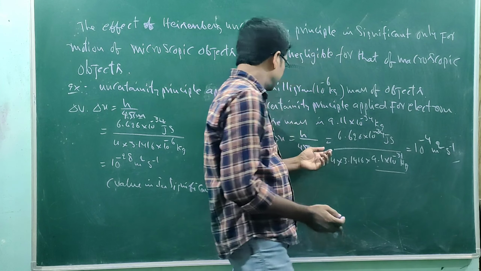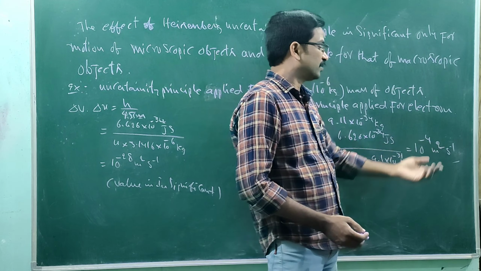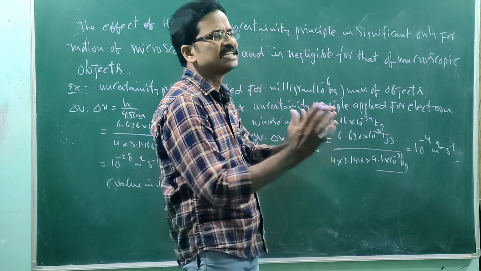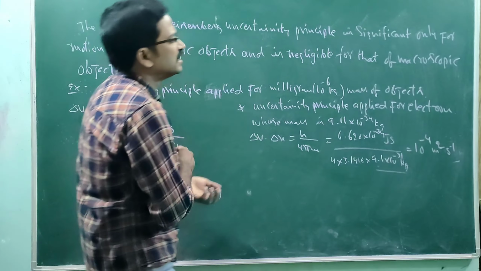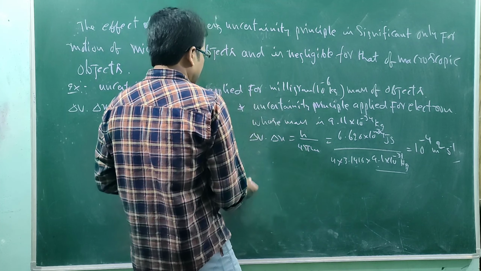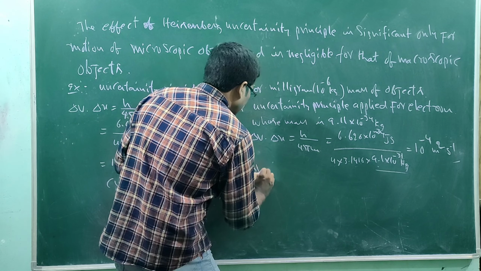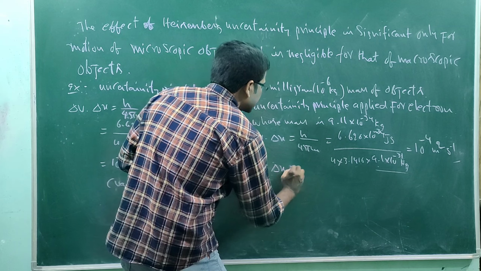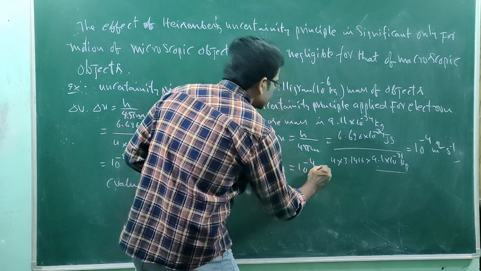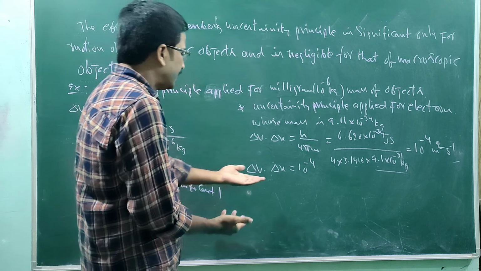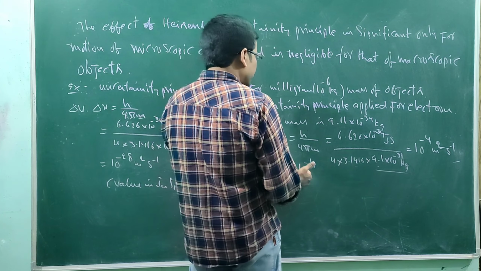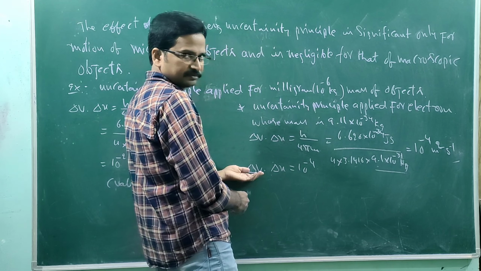So then they get the value 10 to the power of minus 4, which is a significant value, compared to this one, which is 10 to the minus 20. This is a significant value. Then del b del x is equal to 10 to the power of minus 4. If it has some value, then you can calculate this value.